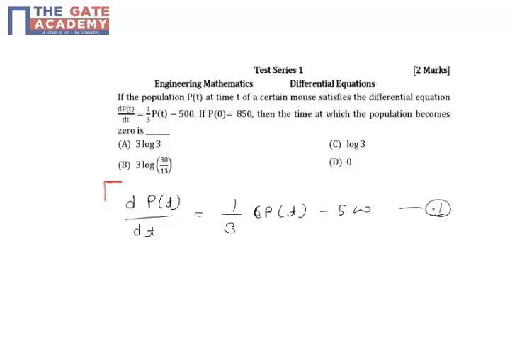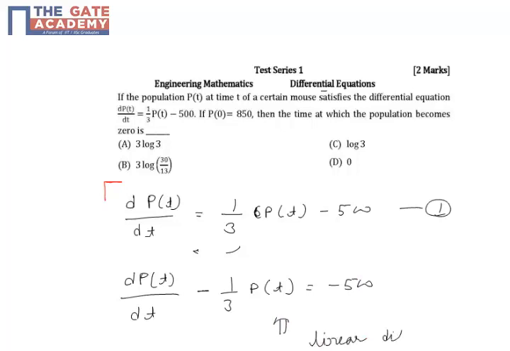This is your equation. Now, if you see, this equation becomes linear. If I take this side, it means dp/dt minus 1/3 p minus 500. What does it become? It becomes a linear differential equation.